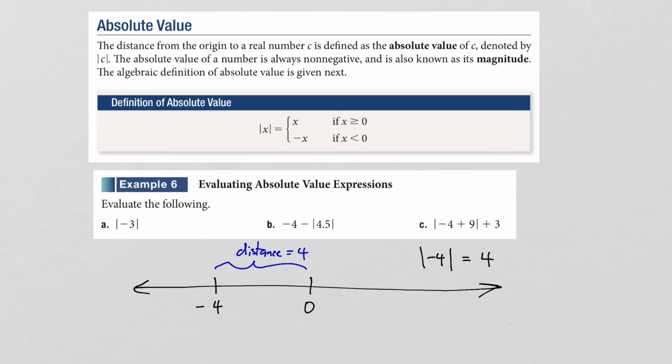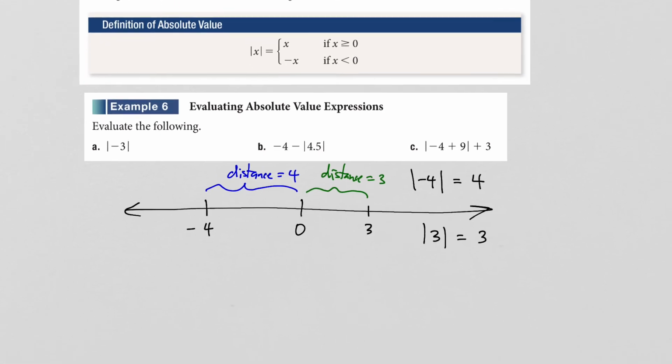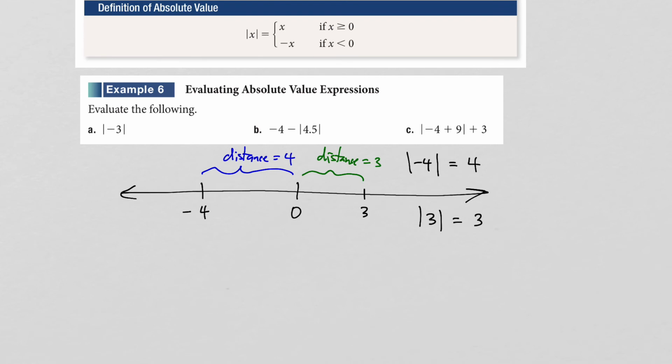Likewise, if I have a number like positive 3, the absolute value of positive 3 is once again just referring to the distance that the number 3 is away from 0. And that distance is equal to 3. So the absolute value of 3 is 3. So it's a relatively simple concept. So what happens with this definition is sometimes students get a little bit confused because they wonder, why do we need this complexity? Well, here's what it basically says.